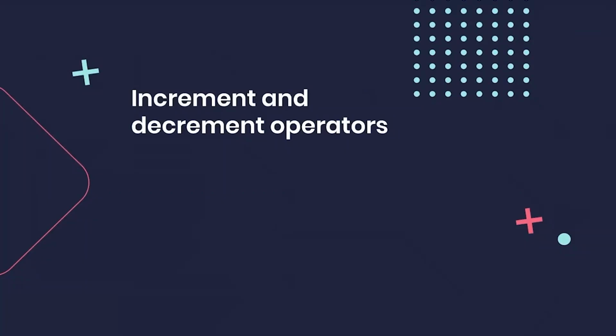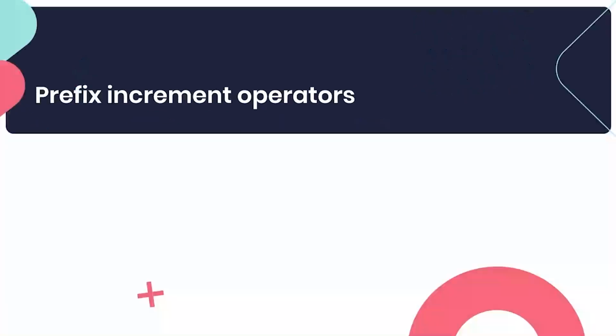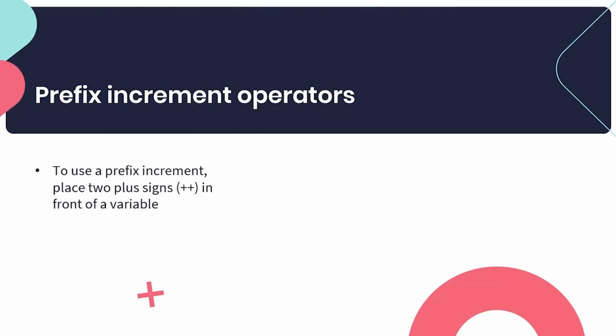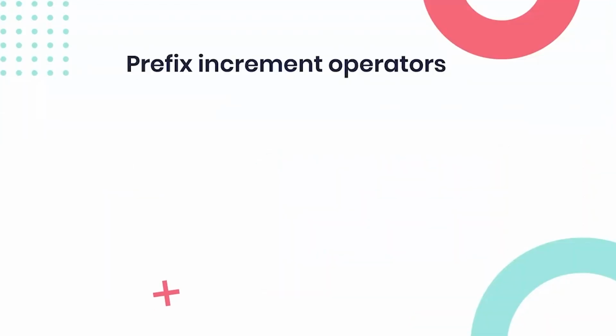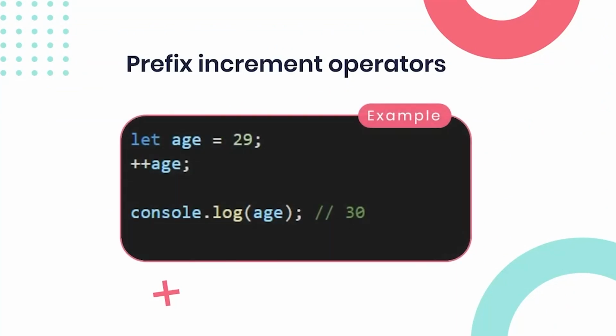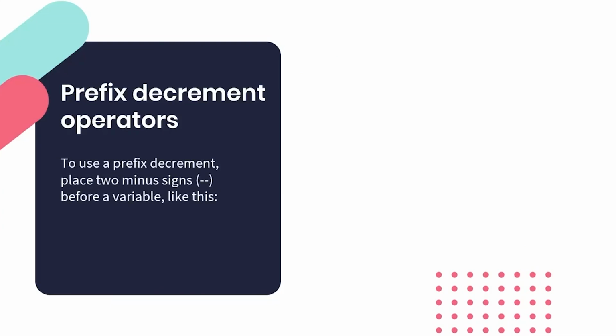Increment and decrement operators come in two versions. The first version is prefix, where versions of the operators are placed before the variable they work on, and then postfix, where the versions of the operators are placed after the variable. To use a prefix increment, which adds 1 to a numeric value, you place two plus signs in front of a variable, like this. This is effectively equal to this. To use a prefix decrement, place two minus signs before a variable, like this.